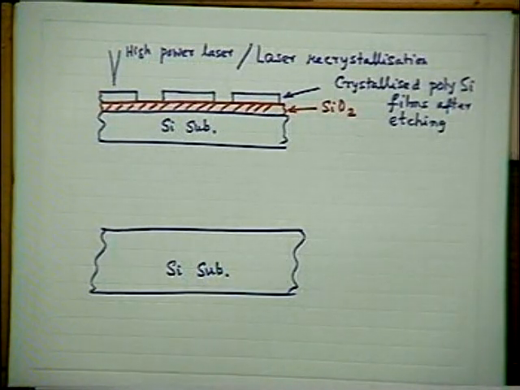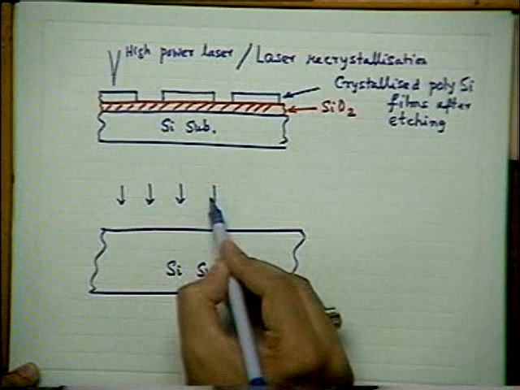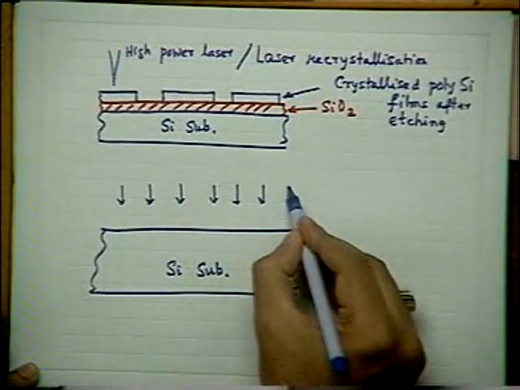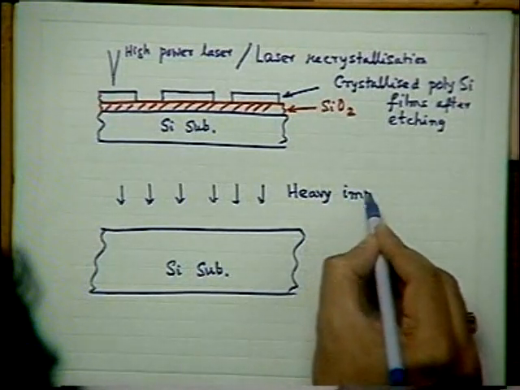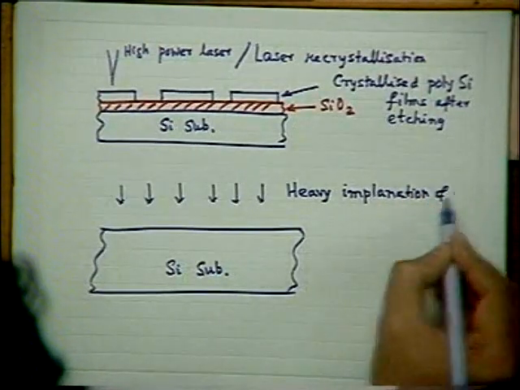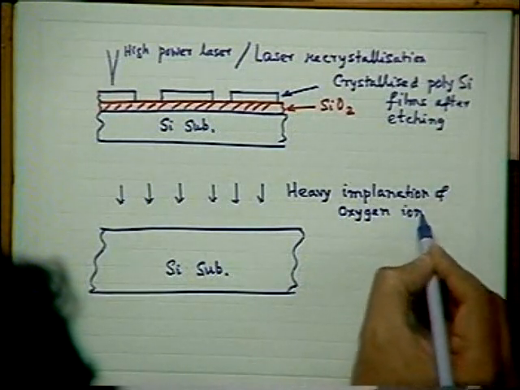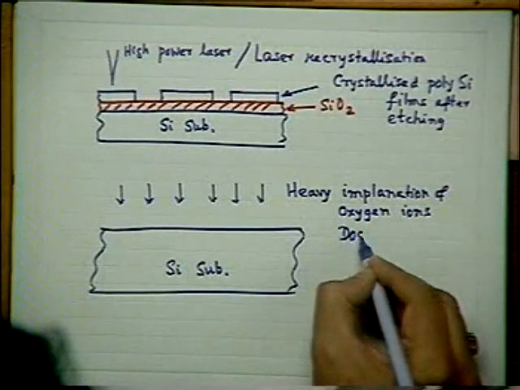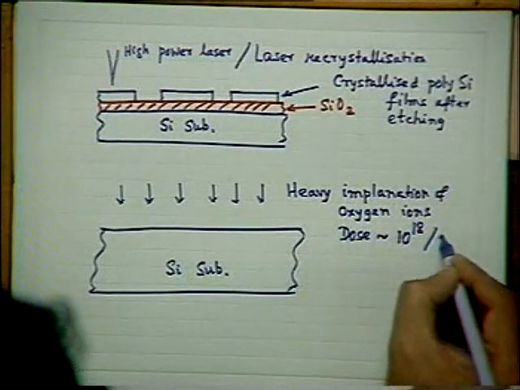Okay? And then they implant oxygen atoms, ion implant, oxygen ions, called oxygen implantation. Heavy implantation of oxygen ions at a dose of around 10 to the power 18 ions per centimeter square.